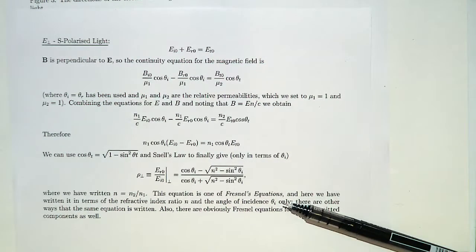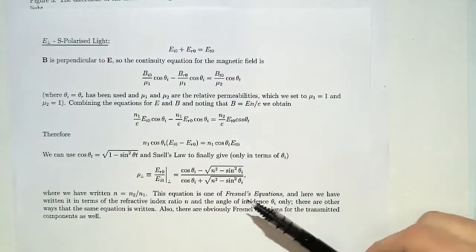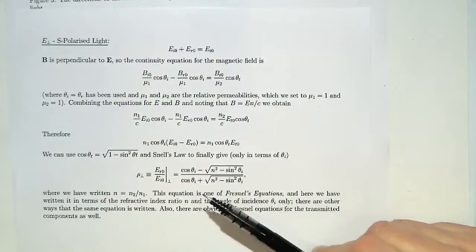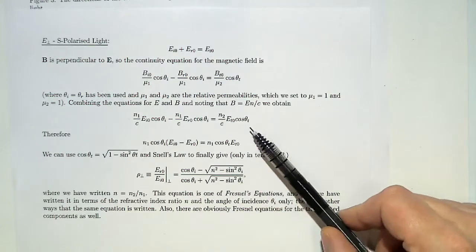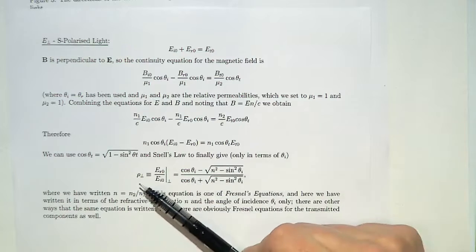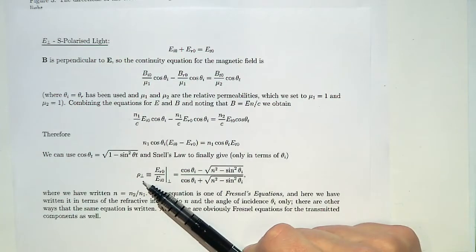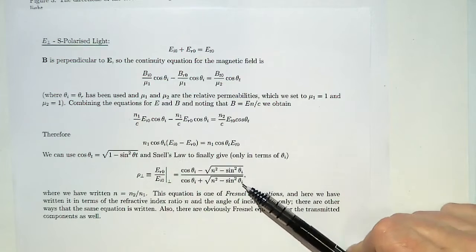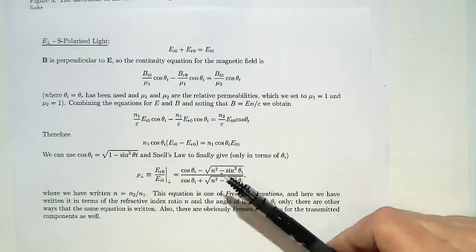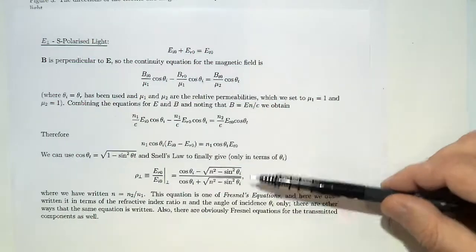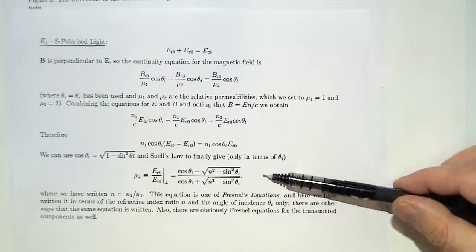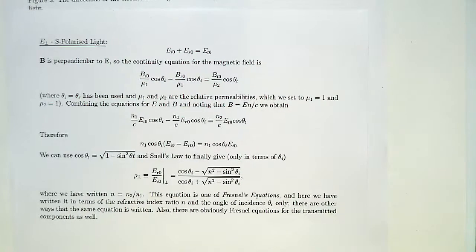You can write them in a number of ways. The way I've written it down here is in terms of the refractive index and the incident angle, if you look closely. I've eliminated theta t using Snell's law to express the ratio of reflected to incident electric field in terms of only theta i, the incident angle, and n here, which is the ratio of n2 to n1. See if you can work through that to go from here to here. It's only a few lines of working. You can also express it in other forms, which you'll see in a minute.